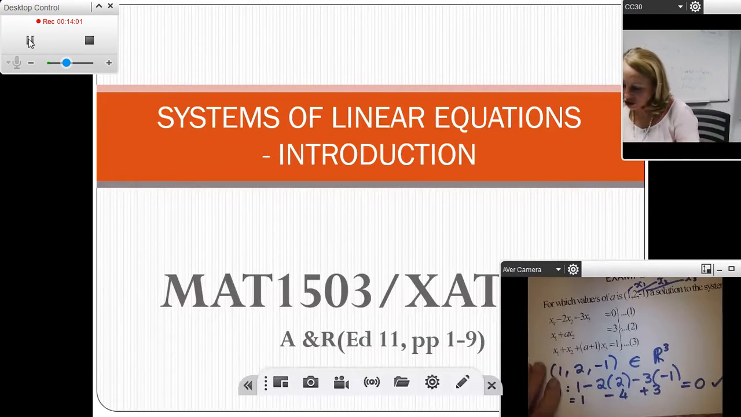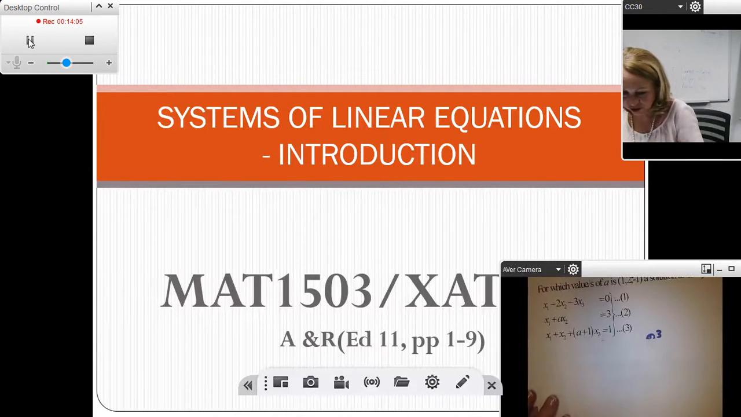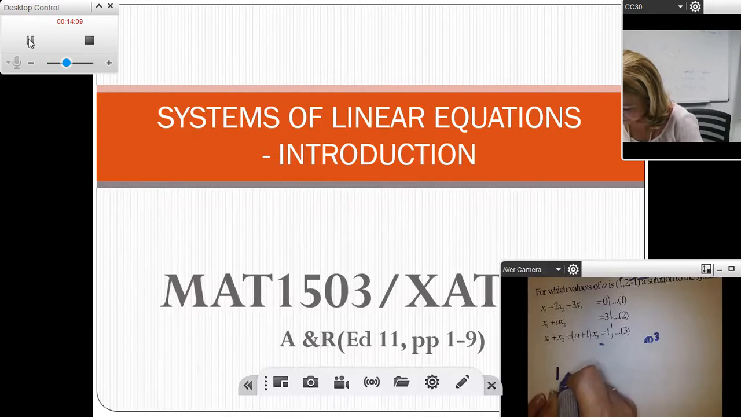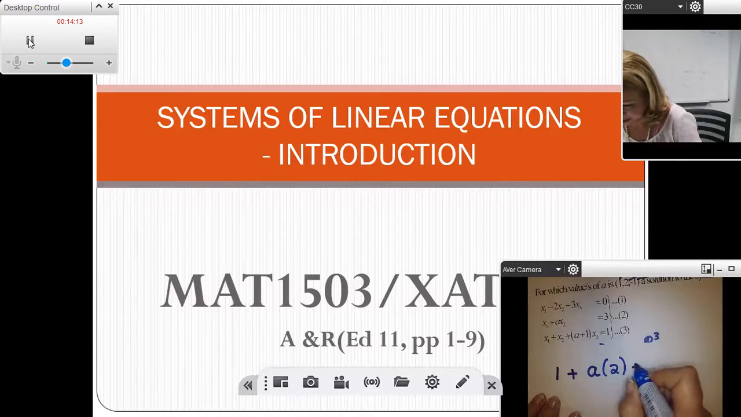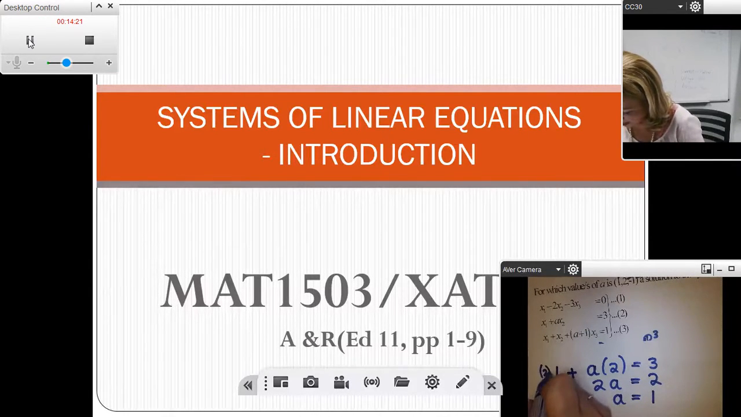Right, so let's continue and substitute further. So now I'm going to substitute into equation 2. So I have x1 plus A times x2 is equal to 3. That gives me 2A is 3 subtract 1, 2. A is equal to 1. So this is what equation 2 gives us, that A should be 1.